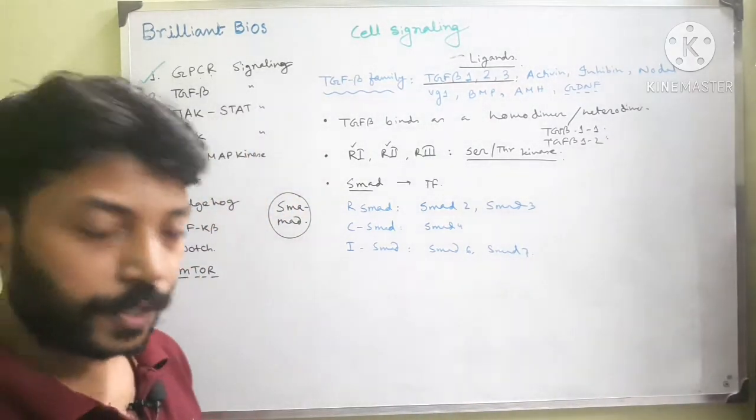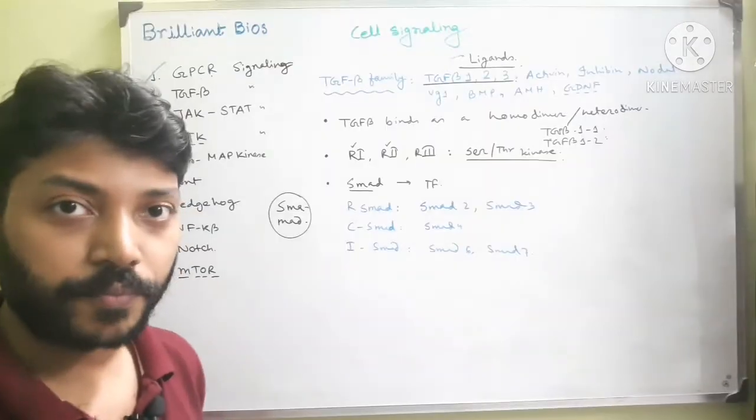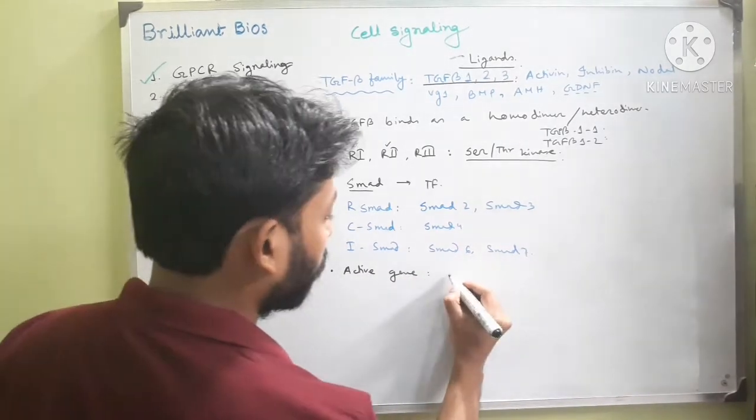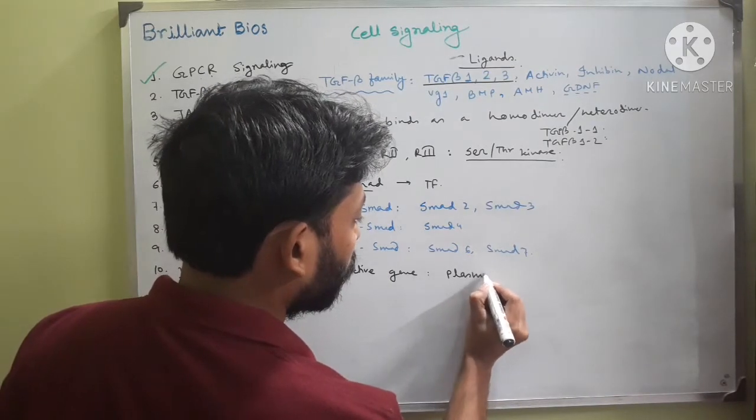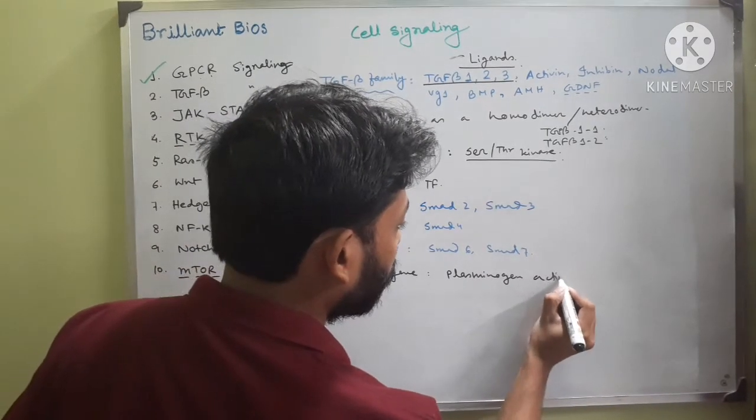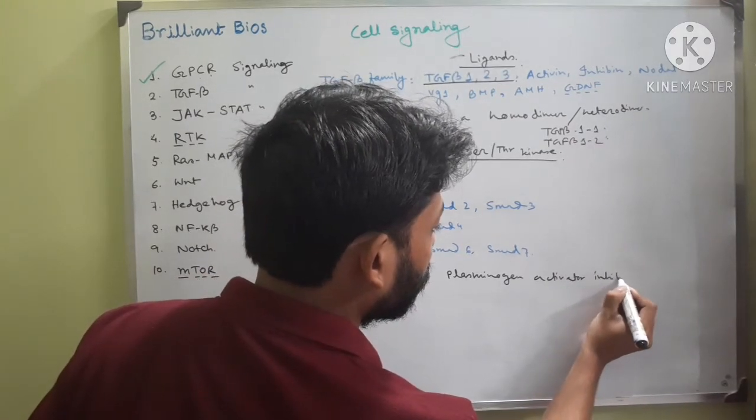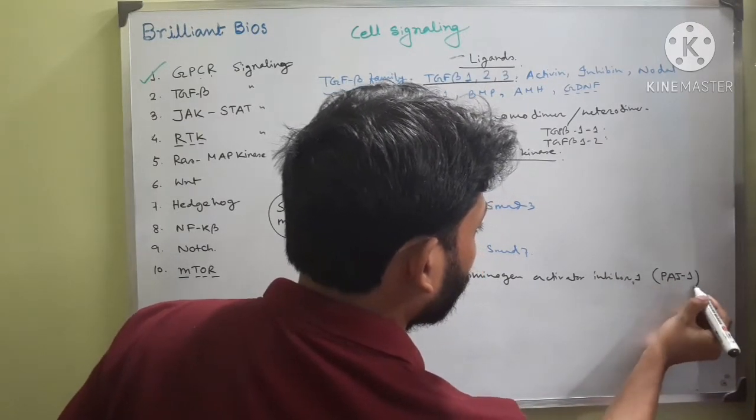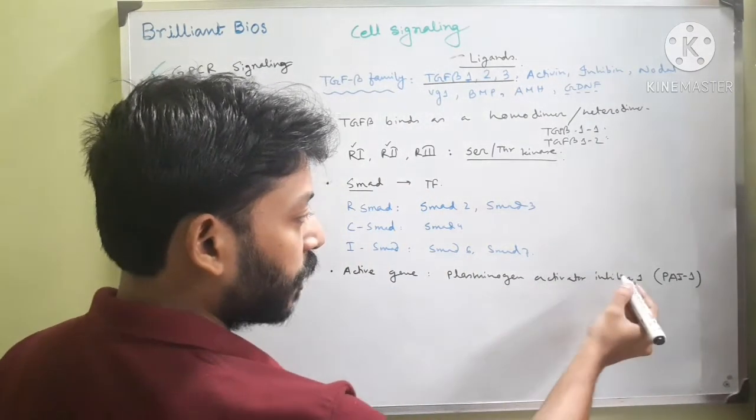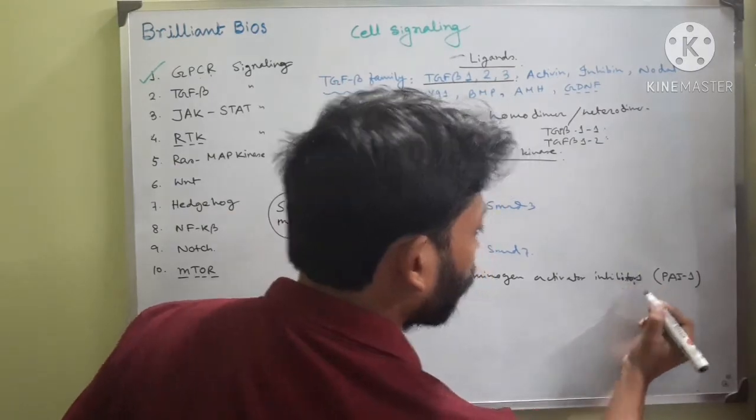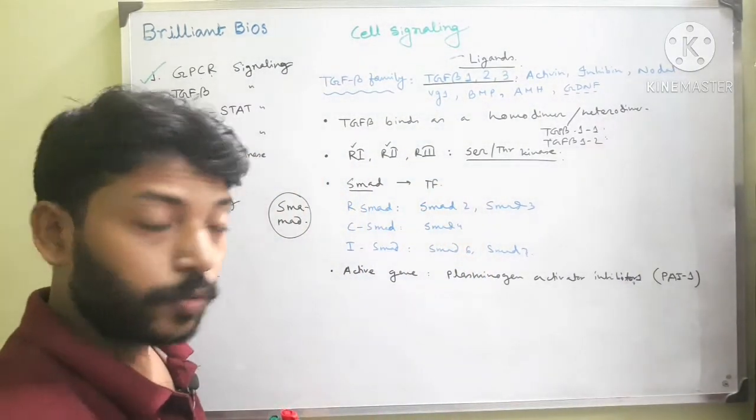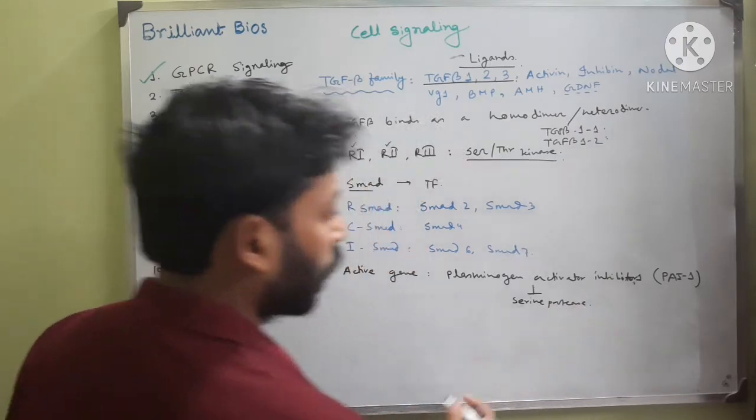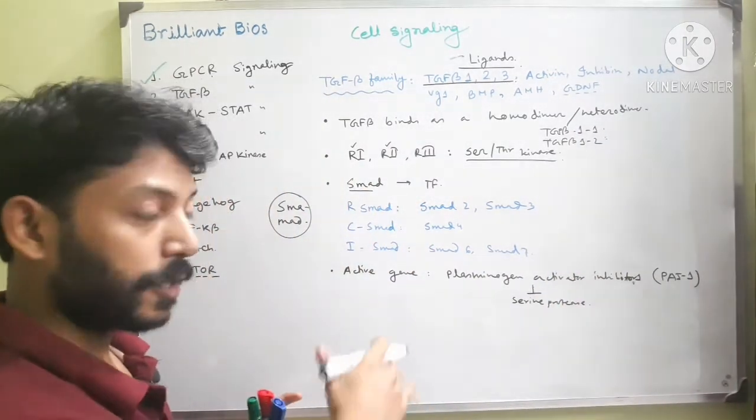TGF beta pathway basically activates some genes. Examples are plasminogen activator inhibitor 1, called PAI1. This plasminogen activator inhibitor is a molecule that inhibits serine protease. What is the significance of PAI1? I will talk about it later.